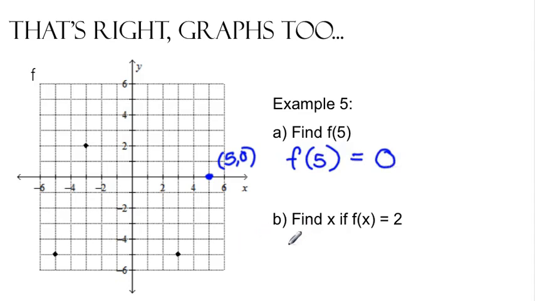And for part B, find x if f of x equals 2. So that means when my range, when my y value is equal to 2, well, there's only one point with a y value equal to 2, and that's the point (-3, 2). So I would say that x is negative 3. So when the range is 2, the domain has to be negative 3.